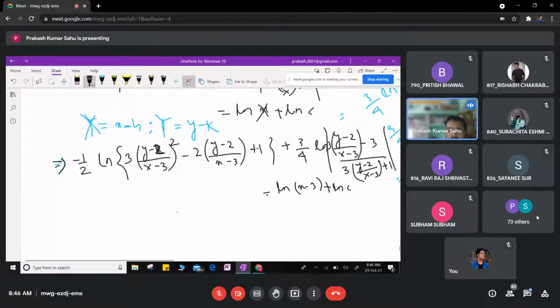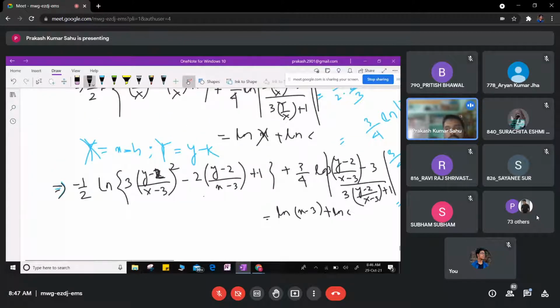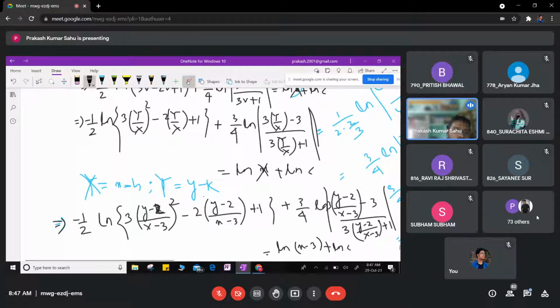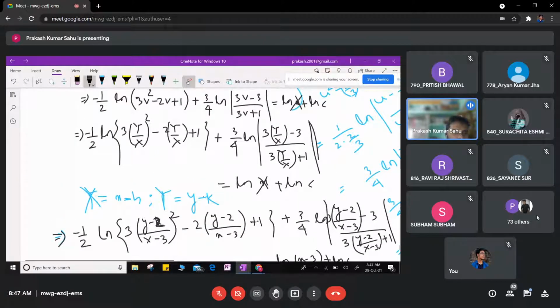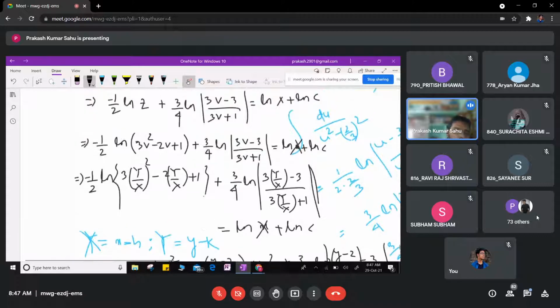So now you see, this is the solution. Understood or not? Yes, sir. So this is the solution, and if you simplify, you will get the simplified solution. But you have to simplify this. This is the solution you can easily find. This depends on the function that is given and what the solution will be.